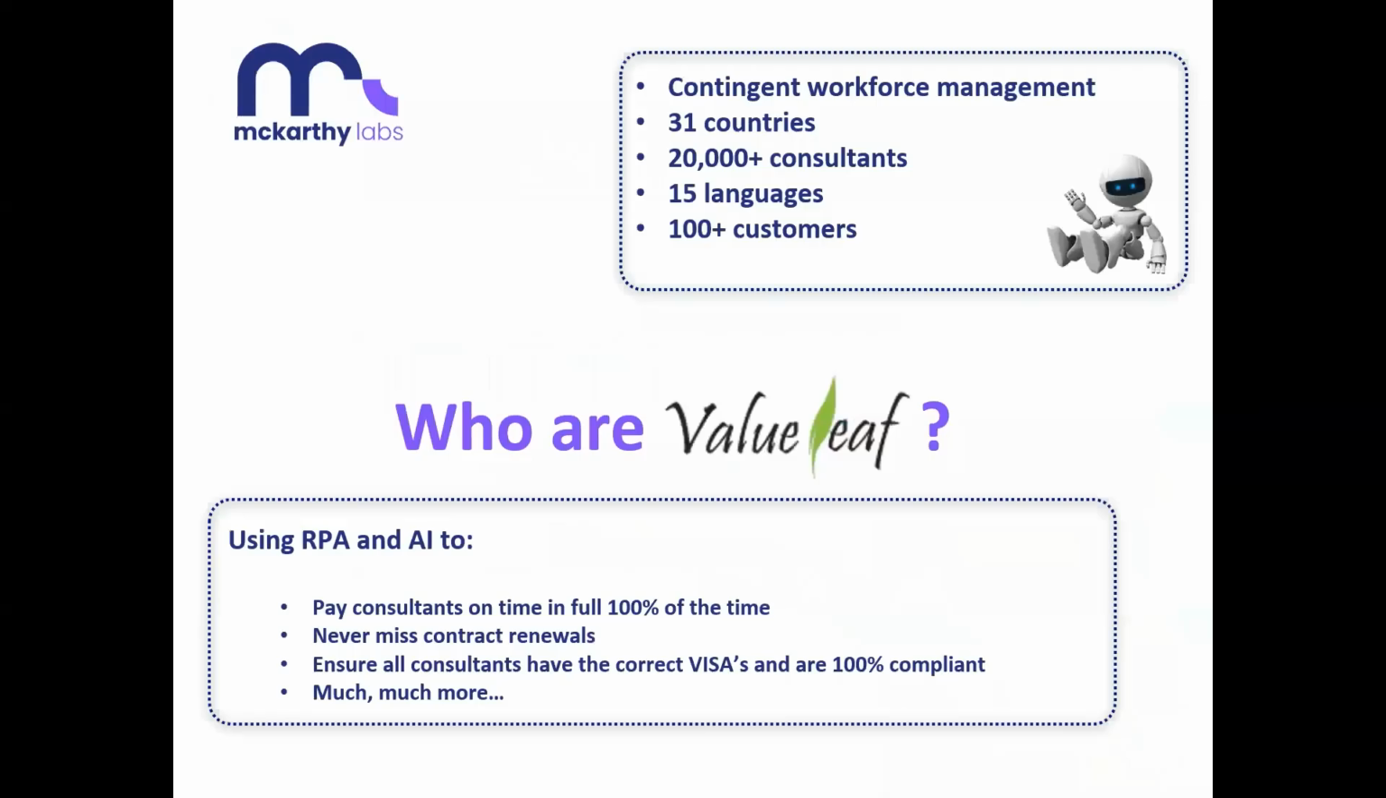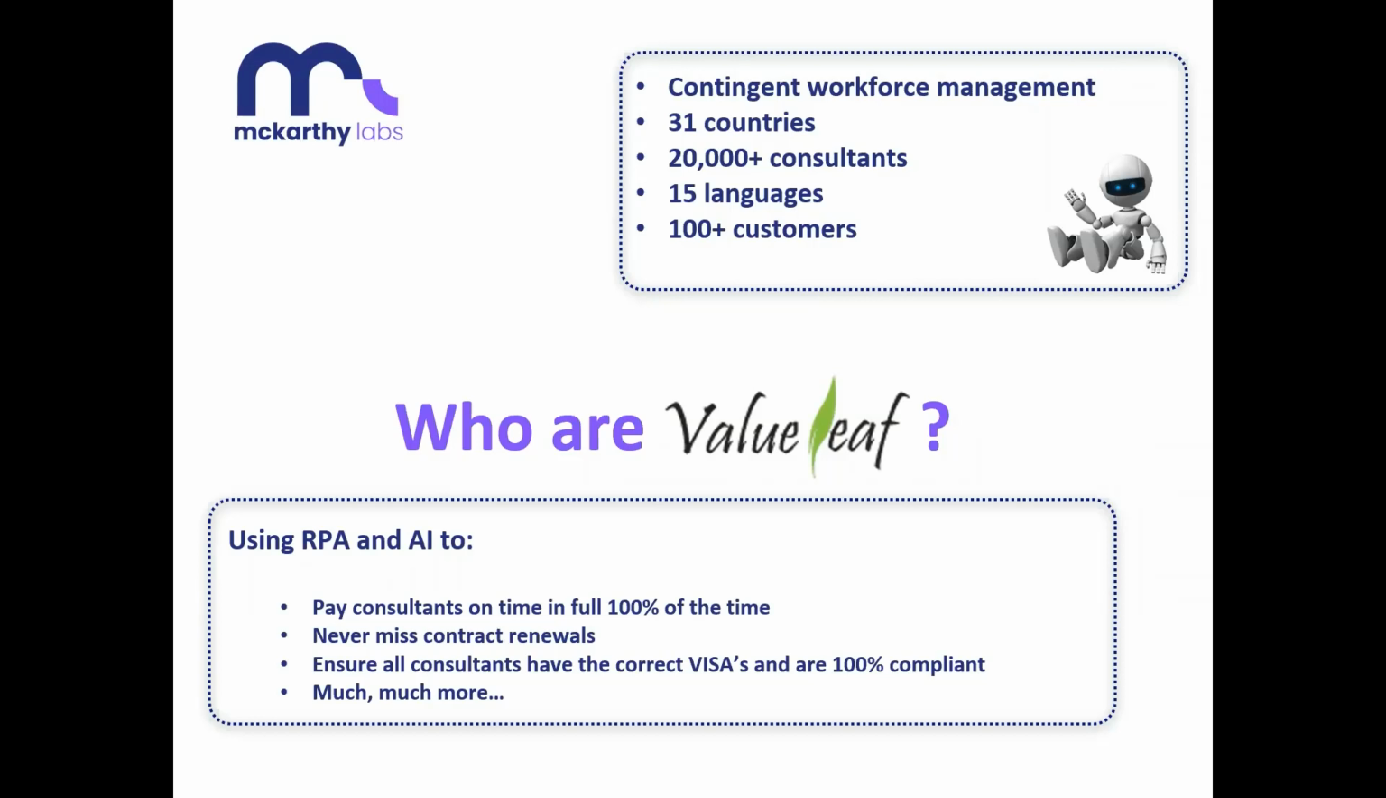So Value Leaf are a long-standing customer of ours. They are a contingent workforce management company. They operate in over 31 countries, support 15 languages. They have over 100 customers themselves, and they manage over 20,000 consultants. Now, what Value Leaf do is they use RPA and they use artificial intelligence to ensure that they do not miss contract renewals. They ensure that all of the contractors they support and manage are paid on time, in full, 100% of the time. They ensure that, because they work across the globe and they're in 31 countries, all of their consultants have the correct visas and that they are on top of any expiry of visas.